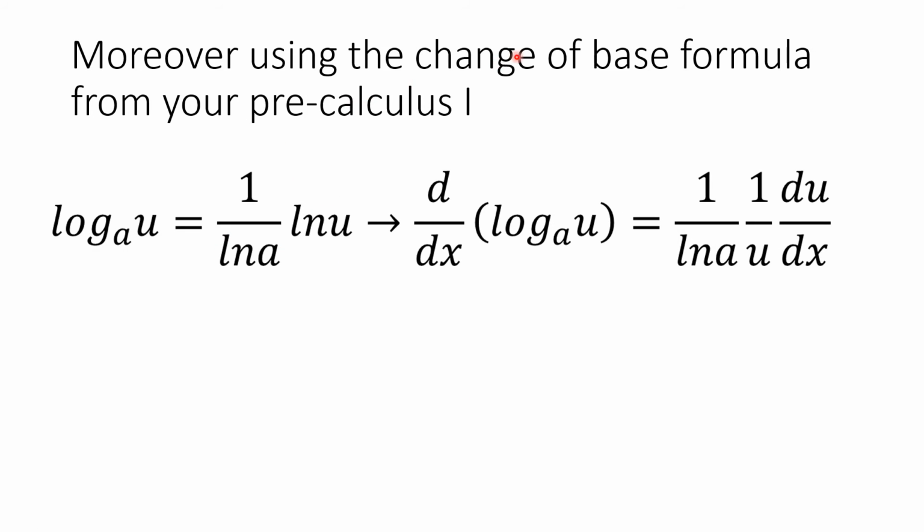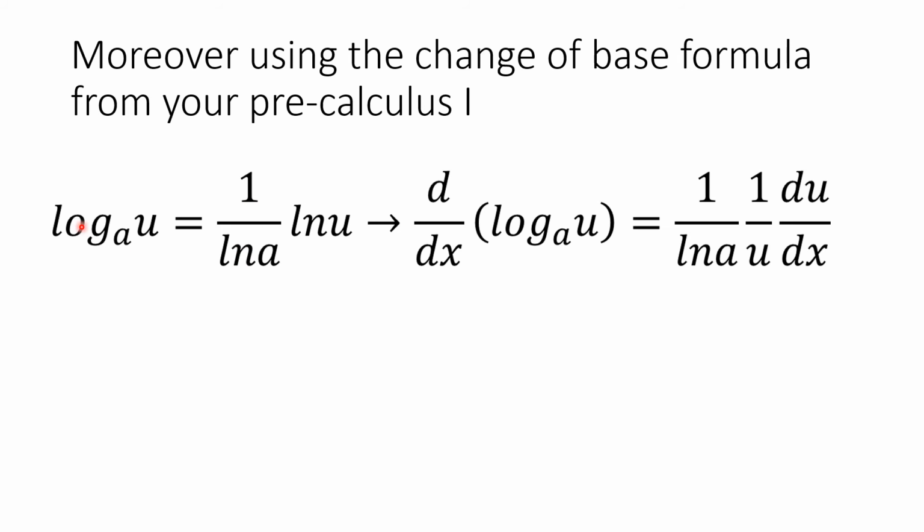And moreover, in your pre-calculus, you did study a change of base formula. There you learned that the logarithm base a, not necessarily e, of u is 1 over the natural logarithm, the symbol for the logarithm base e, of a, times the natural logarithm of u. So the natural log of u is in the numerator, and the natural log of a is in the denominator, and this is a constant because a is a constant.